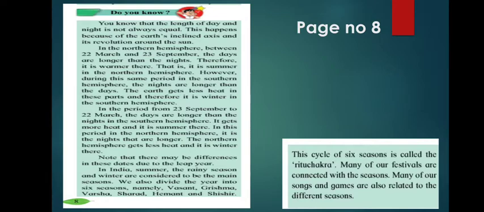We also divide the year into 6 seasons, namely Vasant, Grishma, Varsha, Sharad, Hemant and Shishir. So Vasant Rutu, Grishma Rutu, Varsha, Sharad, Hemant and Shishir. These are the 6 seasons we Indians divide it into, okay, in our Hindu calendar. This cycle of 6 seasons is called Ritu Chakra, okay.